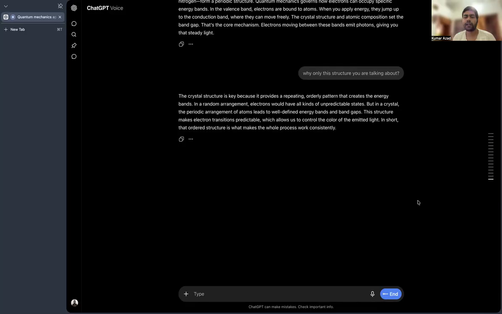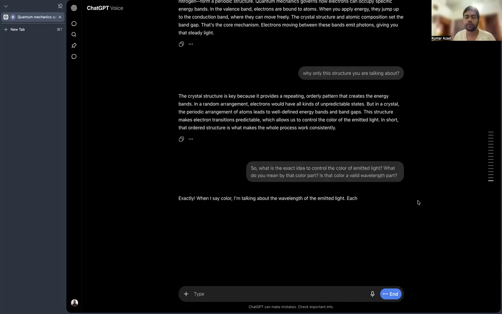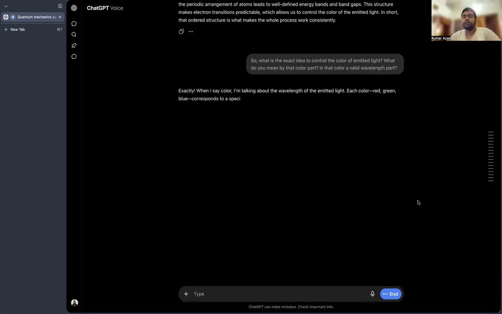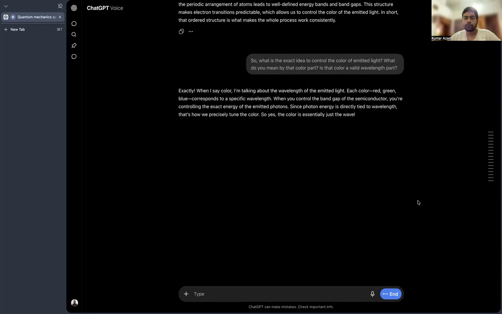So what is the exact idea to control the color of emitted light? What do you mean by that color part? Is that color a valid wavelength part? Exactly. When I say color, I'm talking about the wavelength of the emitted light. Each color, red, green, blue, corresponds to a specific wavelength. When you control the band gap of the semiconductor, you're controlling the exact energy of the emitted photons. Since photon energy is directly tied to wavelength, that's how we precisely tune the color. So yes, the color is essentially just the wavelength of the light you see.